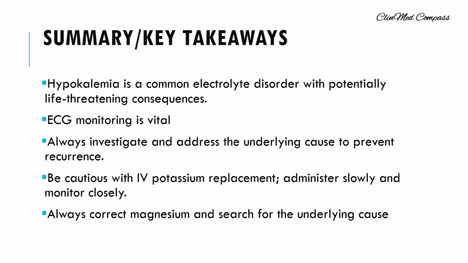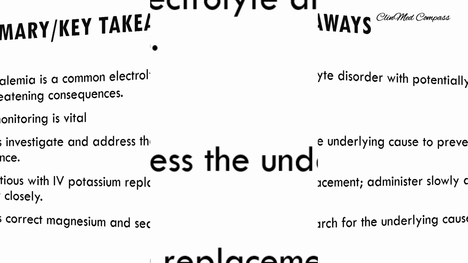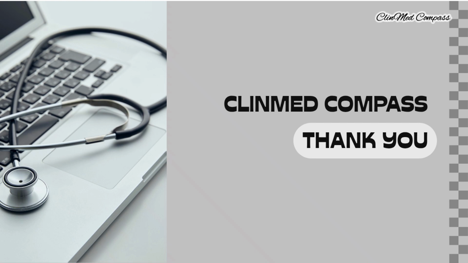ECG monitoring is key. Always investigate and address the underlying cause to prevent recurrence. Be very cautious with parenteral potassium replacement. The key is to administer slowly and monitor closely. Always correct magnesium and search for underlying cause. Remember, the principles of management include treatment of the underlying cause, potassium replacement, and correcting hypomagnesemia.